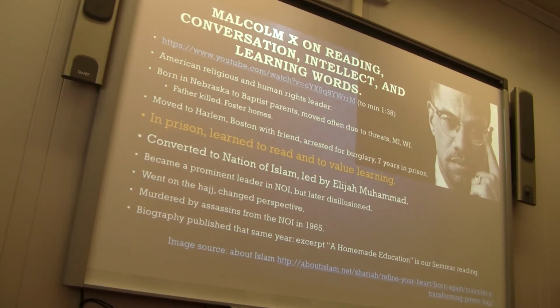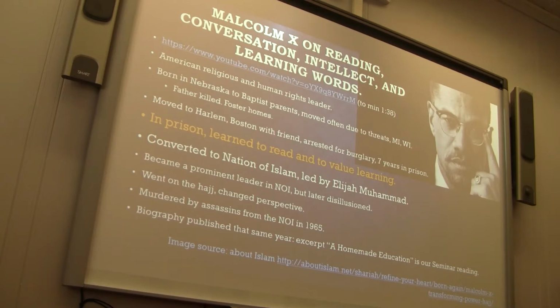We're starting with Malcolm X because of the way he describes the meaningfulness of reading and words and ideas and philosophy in his own personal life. In all the reading that I've done in all the years that I've been a student of philosophy, I've never seen anything quite like this. To me, this almost gets to the heart of what education is.